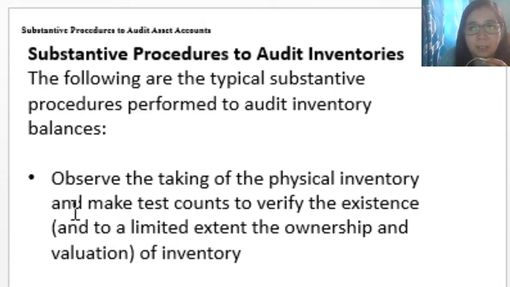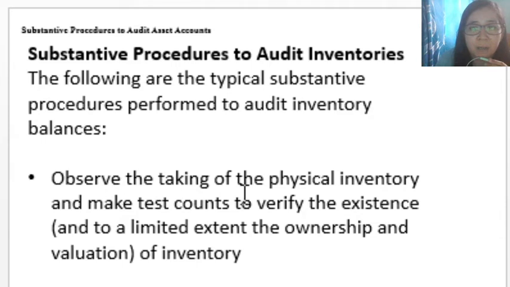Okay, first, the auditor can observe the taking of the physical inventory, and he can also make test counts to verify the existence of inventory, but this is to a limited extent only, to determine ownership and valuation of such items. Normally, an entity is required by some regulatory agencies to submit their inventory count. That's why they must make this physical counting every year end.